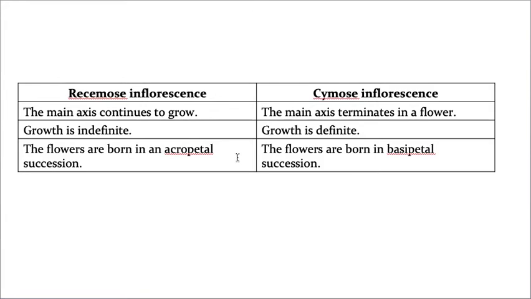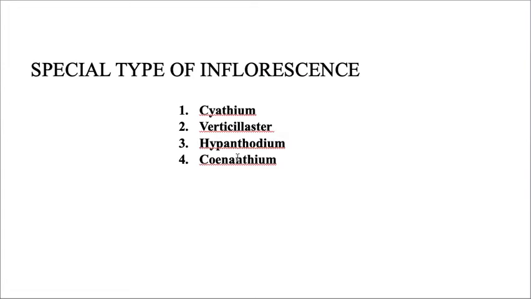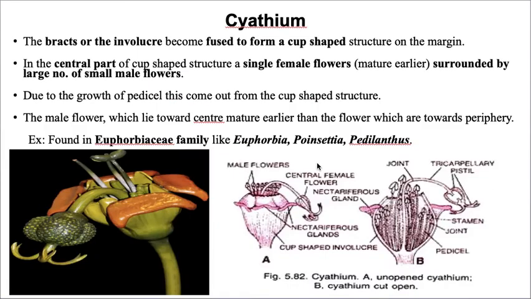Now with this we completed the main types of inflorescences. Now we are going to discuss some other special types of inflorescences. Again, the special types of inflorescences are of four types. The first one is cyathium, then verticillaster, hypanthodium, and cynanthium. So these are the four special types of inflorescences. Now this also we will take in a detailed way.